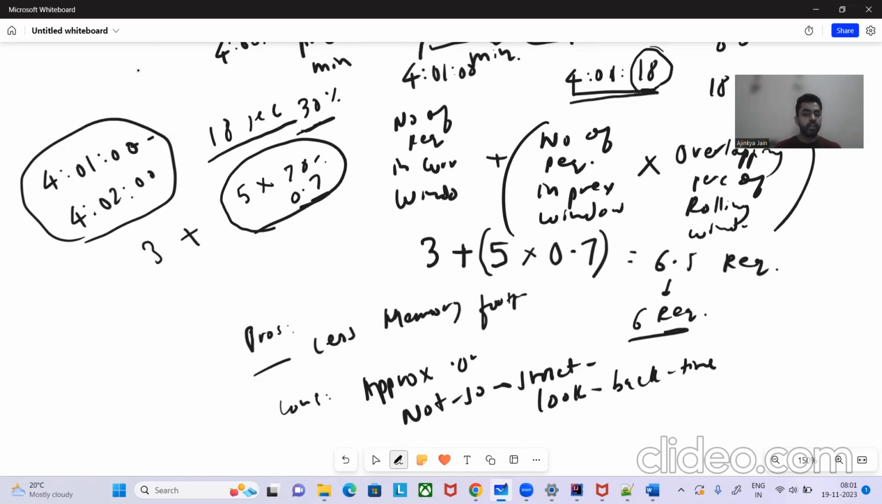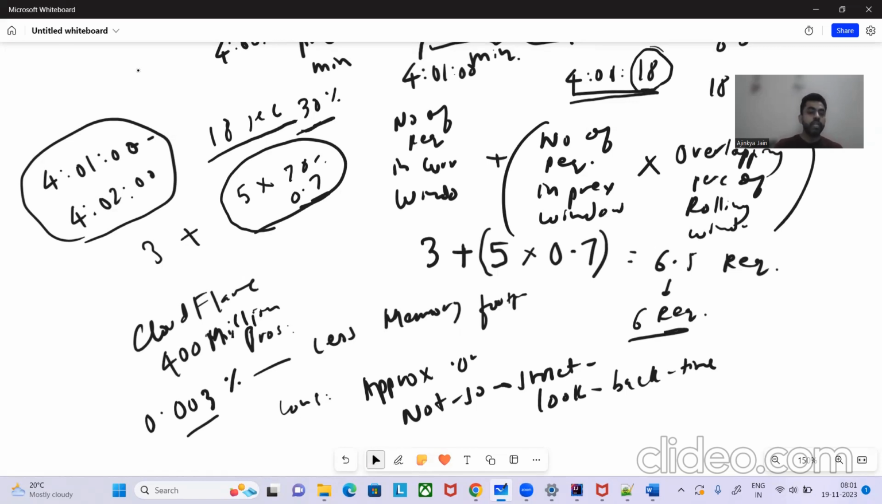But we have observed, from Cloudflare data, that out of 400 million requests, only 0.003 percent of the requests were accepted beyond the limit, which I think is tolerable. Only 0.003 percent additional requests were accepted. Okay, so these are the algorithms.